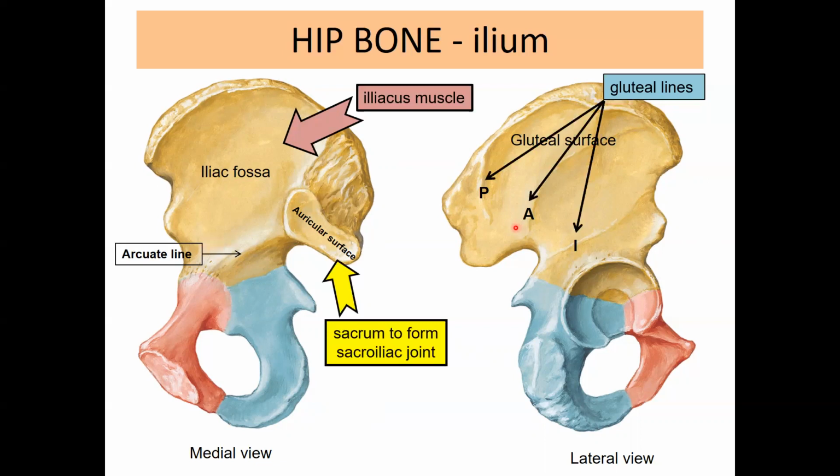Posteriorly, this is the lateral view. So this is the medial and this is the lateral side of it. There are three gluteal lines: the posterior gluteal line, the anterior gluteal line, and also the inferior gluteal line. All these three lines are the site of attachment of the gluteal muscles.